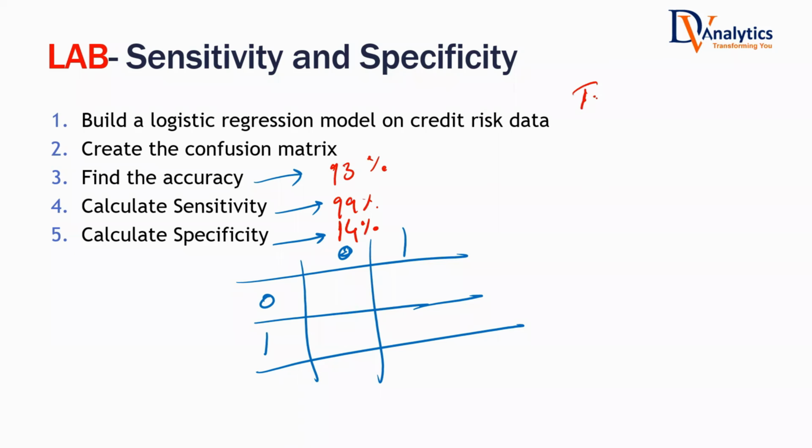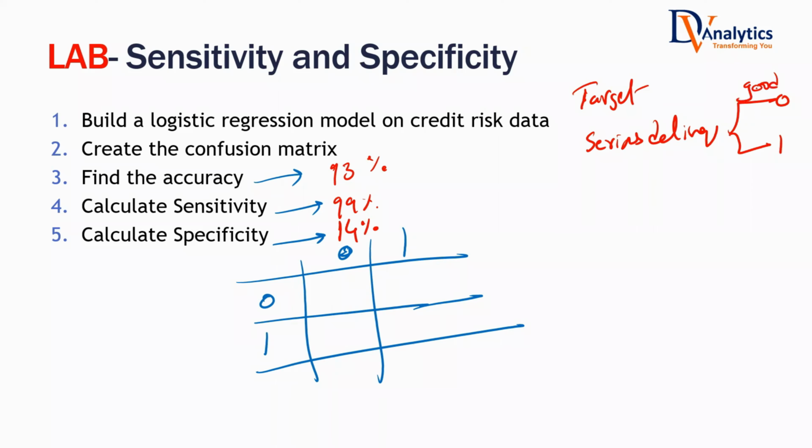What is the target variable here? Target variable is serious delinquency. It takes values serious delinquency 0, serious delinquency 1. Serious delinquency 0 means what? Good customer or bad customer? Serious delinquency 0 means he is not seriously delinquent, which means what? 0 means good customer.